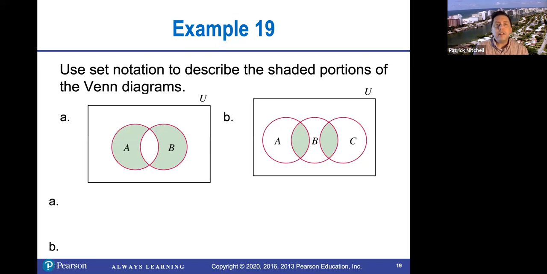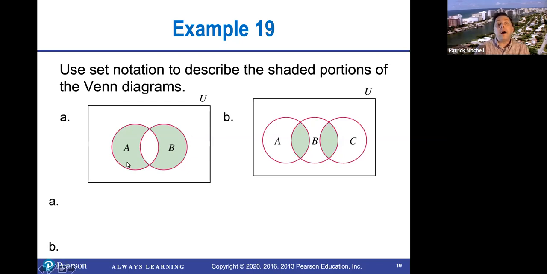All right. So let's look at this example. Use set notation to describe the shaded portions of the Venn diagrams, okay? Now, let me just say, for most problems like this, there is more than one correct answer, and you'll see that here in a second.